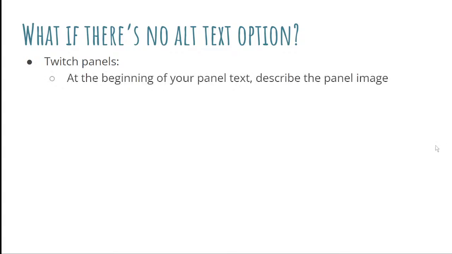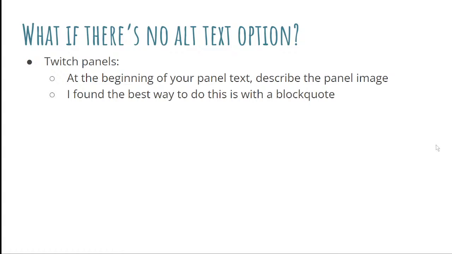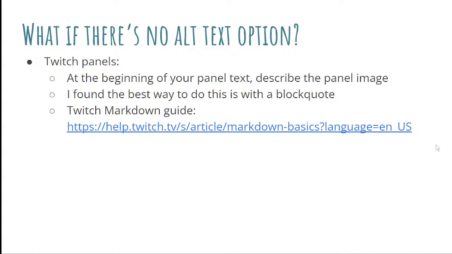We can do this at the beginning of the panel text. So you upload your image, and then where you would normally put panel text, you can start off with the description of the panel image. I found the best way to do this is with a block quote, but you could certainly do it other ways. Just remember that Twitch follows Markdown, not HTML, so you'll need to follow their Markdown guide.